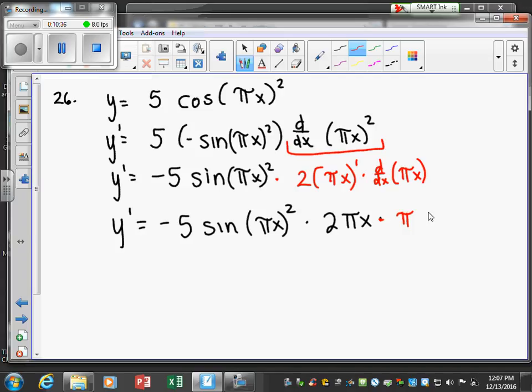All right, let's just simplify all of this. We're going to get y prime, 2 times this negative 5, we'll have a negative 10. Let's pull all the coefficients out first. Then we have a pi here times a pi here times x. So what would that give us? A pi squared x. And then we have what term left? Just this left, right? So sine of pi x squared.